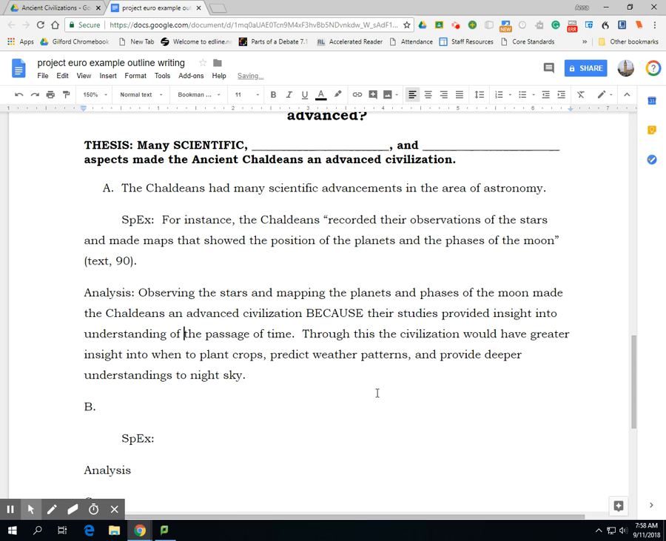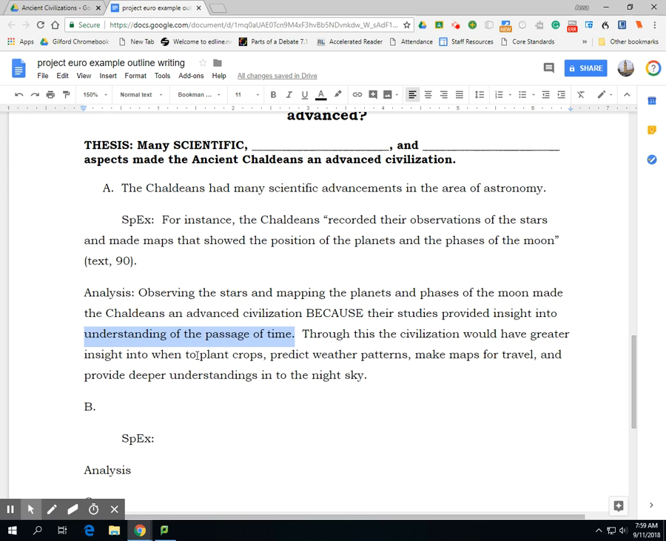Through the civilization would have greater insights when to plant crops, predict weather patterns, make maps for travel, and provide deeper understandings into the night sky. And you'll notice that I'm wordsmithing as I go. So this is why, I'm explaining through right here, understanding the passage of time. That's one of my rationales. A civilization that understands the sky and understands how it moves can understand times of day, phases of the moon, understanding times of month.